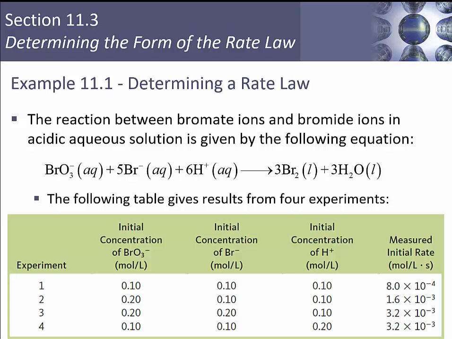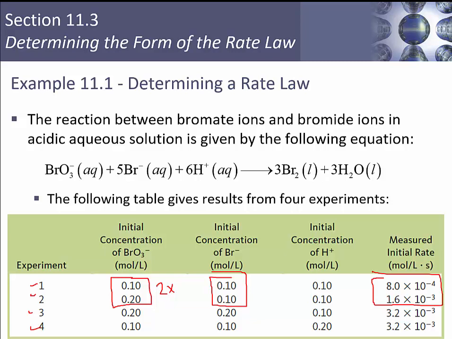If we look at a table for the following results, we're going to run 4 experiments. If we look at our initial concentrations between run 1 and run 2, what did we do to the concentration of the bromate? It doubled. For the bromide, it stays the same, and the concentration of H plus stayed the same. So if I look at the rate over here, what happened to the rate? It got faster. How much faster did it get is the question we're going to ask.